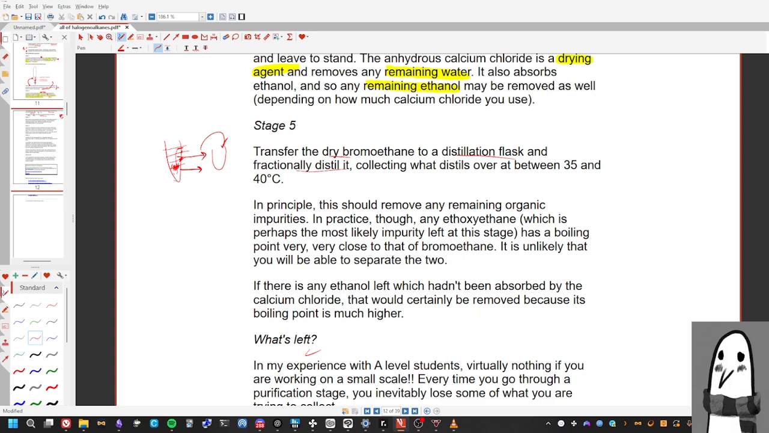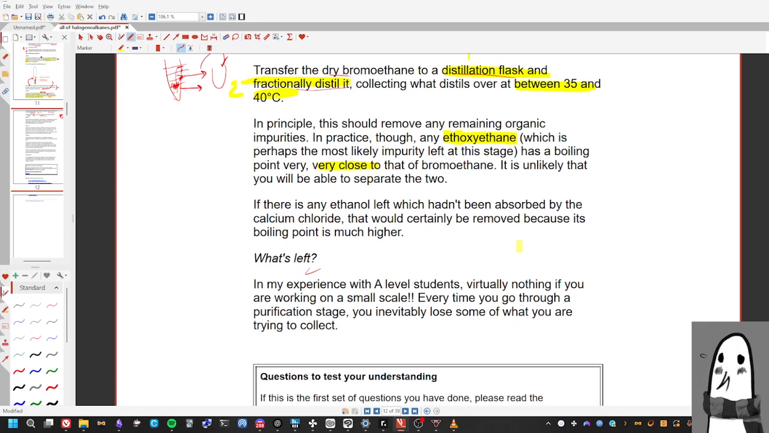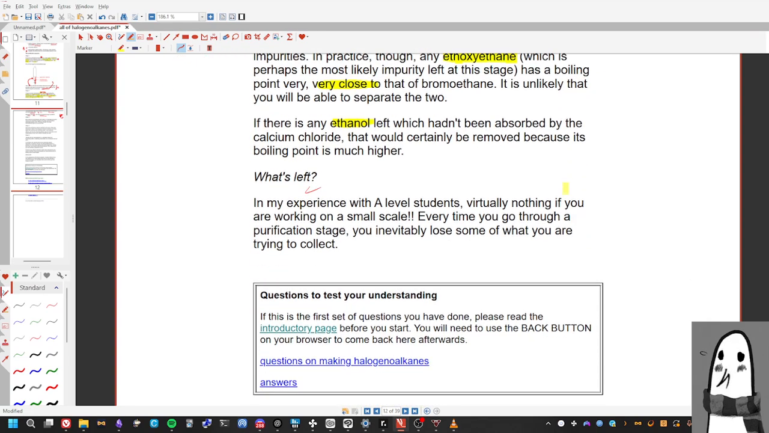The most likely impurity is going to be your ethoxyethane. Again, collect between 35 and 40 and fractionally distill it. So you want to move it to a distillation flask and fractionally distill it. The most common impurity at this stage will be ethoxyethane, but it is unlikely to separate because they have similar boiling points. But definitely any of the ethanol left would be removed. What's left, in my experience with A-level students, is virtually nothing. If you're working on a small scale, every time you go through a purification stage, you will inevitably lose some of what you were trying to collect.